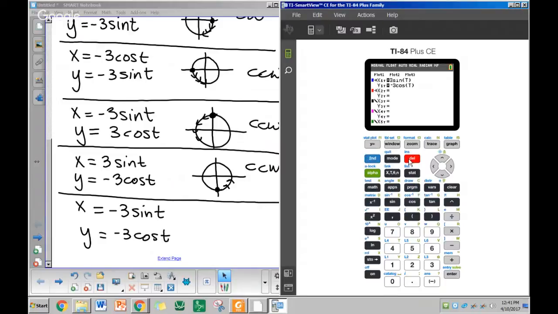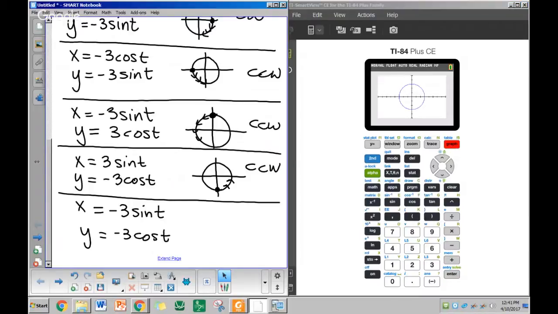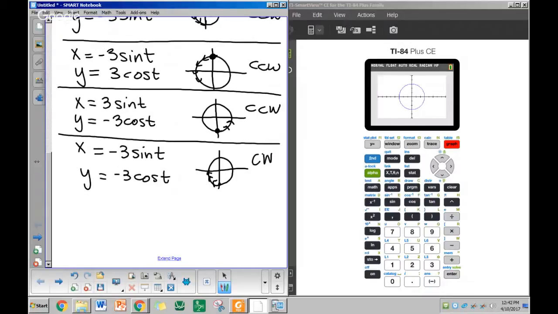Second, insert a negative. Ah, you were right. So it starts at the bottom and went this way. So I think we did every combination, right, that we could? How many possibilities were there? Count them. 8.